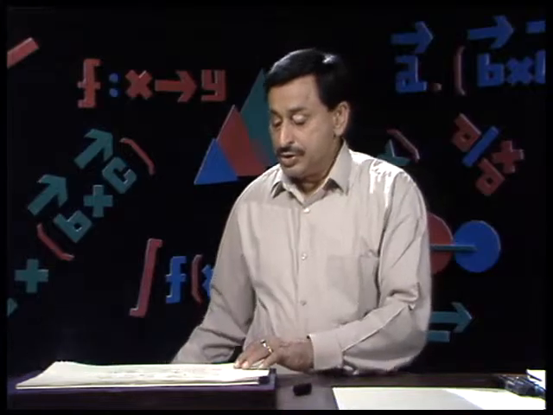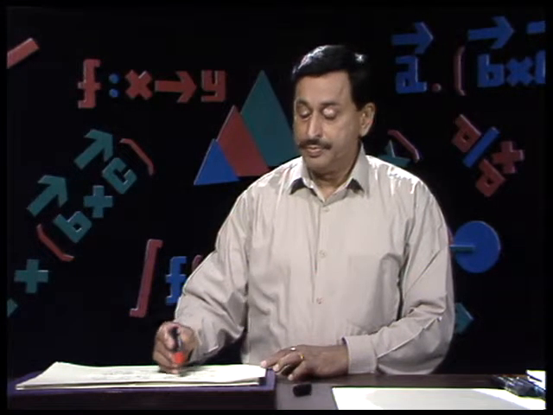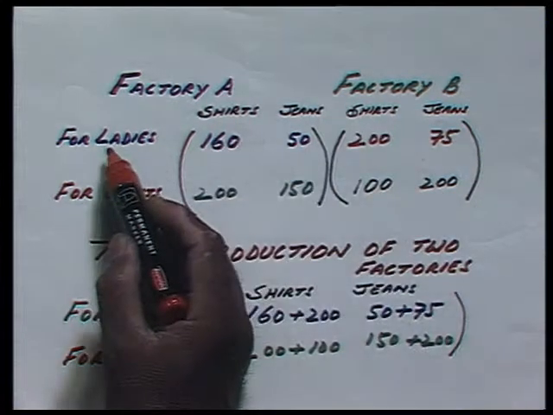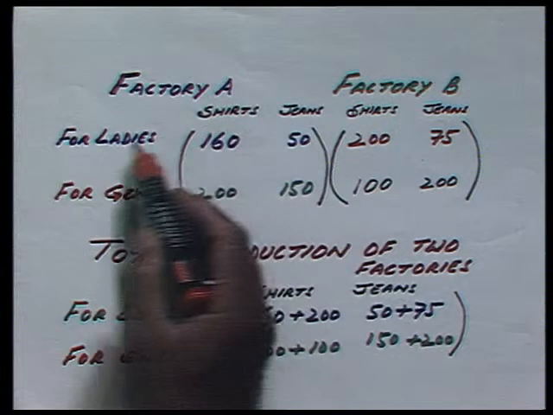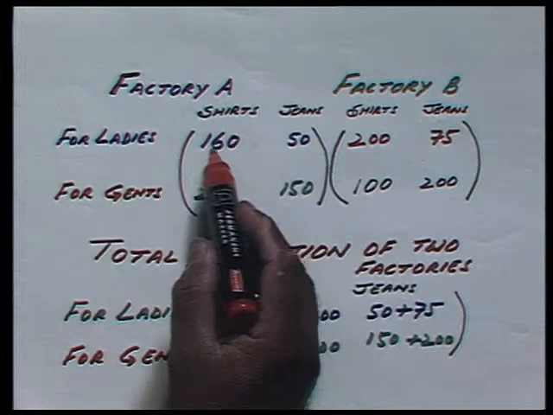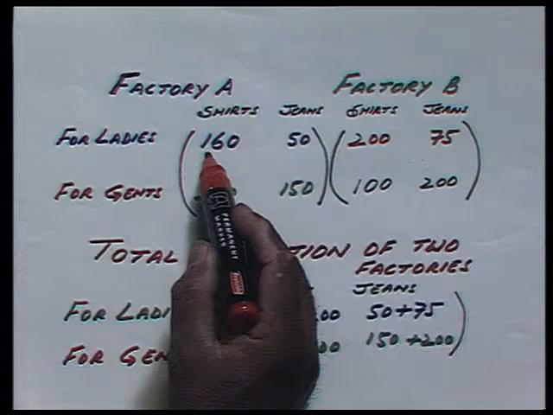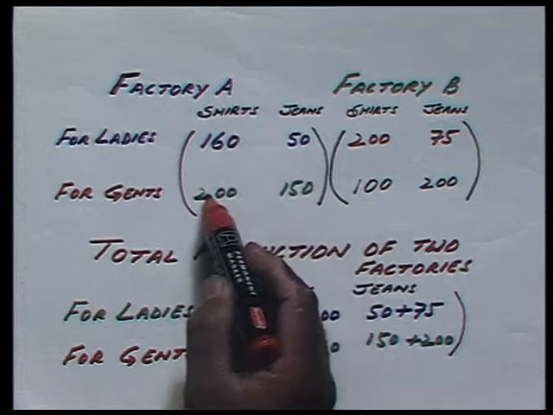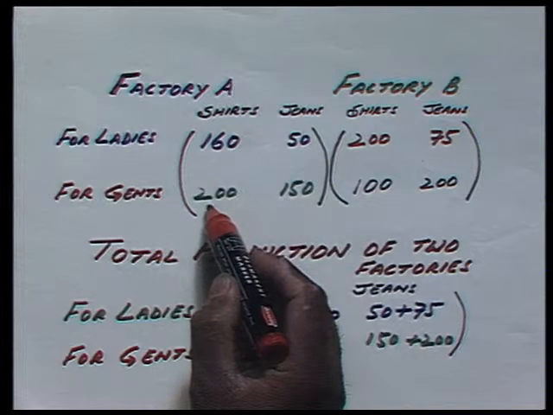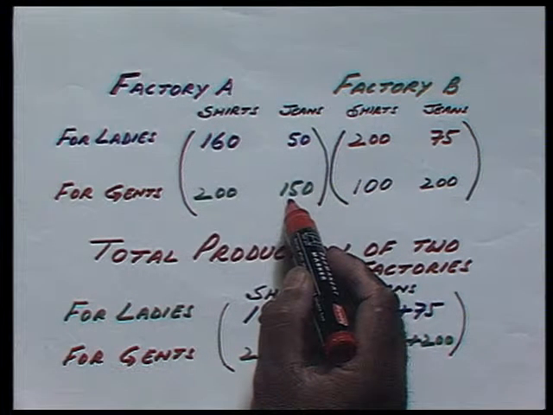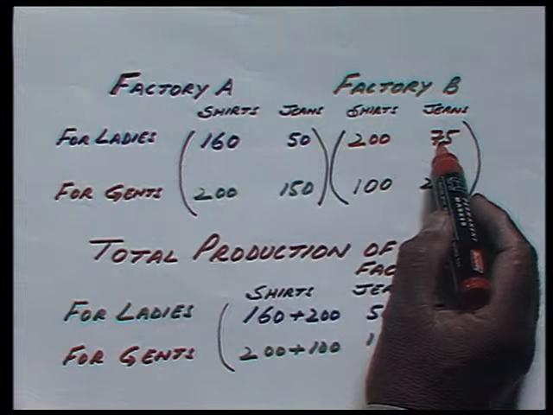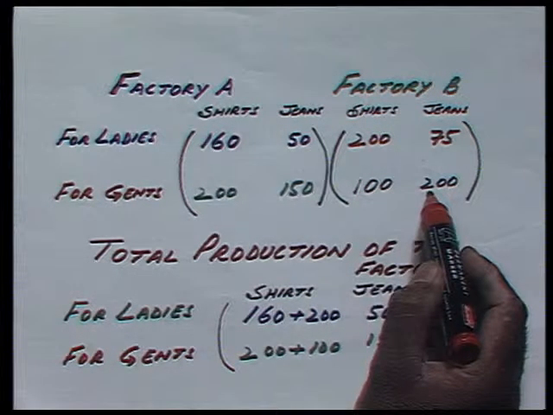We have an instance where there are two factories, factory A and factory B, producing shirts and jeans for ladies and gents. In this particular factory, there are 160 units of shirts and 50 for jeans for ladies, and for gents, factory A is producing 200 shirts and 150 jeans, and factory B is producing 275 here, 100 and 200.